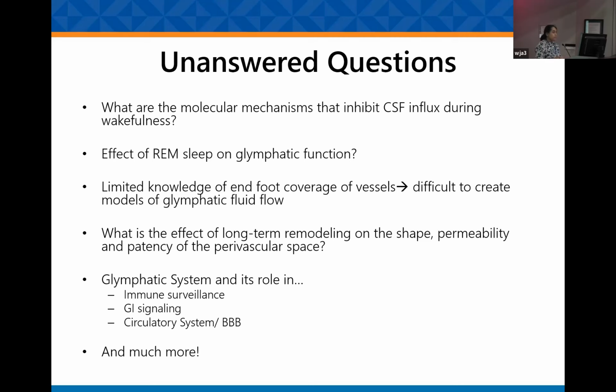Some of the other questions include, what's the effect of long-term remodeling of the space, permeability, and patency of the perivascular space? And what's the role of the lymphatic system in terms of other aspects of GI signaling, circulatory system, and immune surveillance?